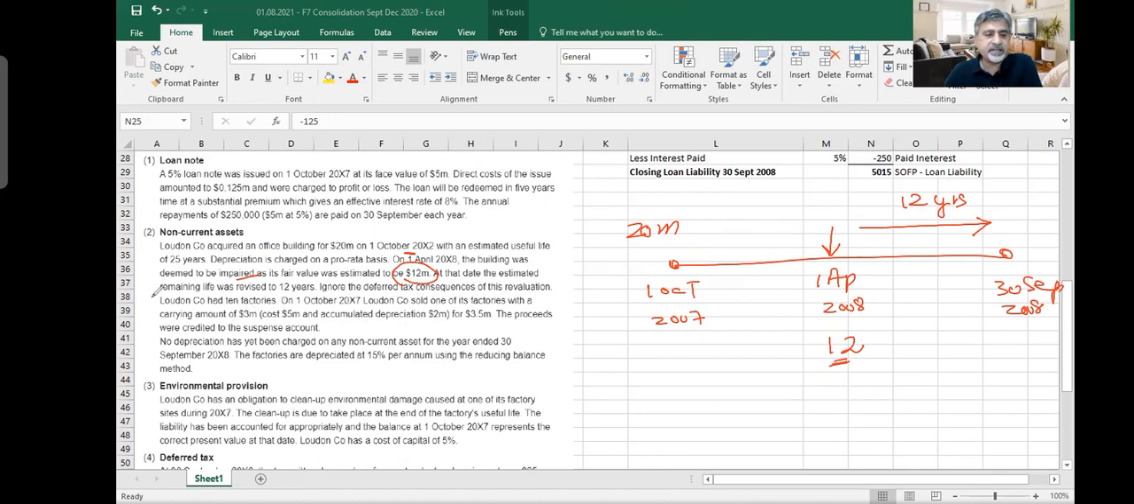Lugan Company, now that is another thing. Lugan Company had 10 factories. So what we need to do is calculate what the impairment is here. We know that at the beginning of the year, what is the value? We will calculate this depreciation of 6 months.